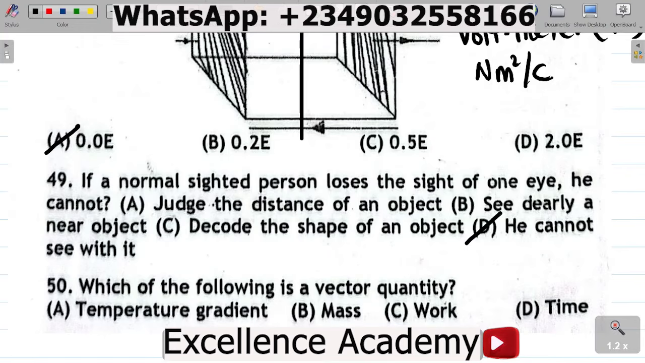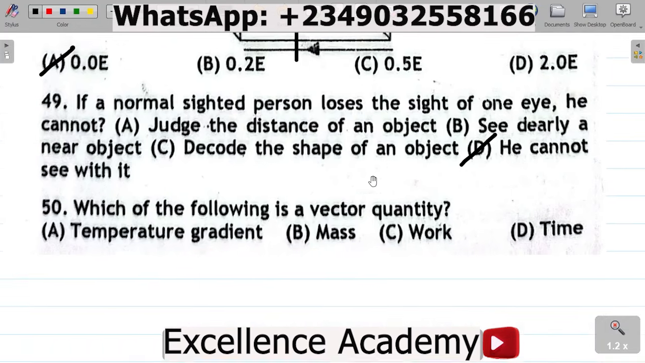If you say he cannot judge the distance of an object, that means probably he could see, but not very well. If you say he cannot see clearly a near object, that means he can probably see, but not very well. If you say decode the shape of an object, what you're trying to say is that probably he can see, but then he cannot see clearly enough to decode the shape of an object. But the thing is this: they said if the person loses the sight of one eye, you cannot even see with it at all. So the correct answer there is D. He cannot see with it. That's the most correct option.